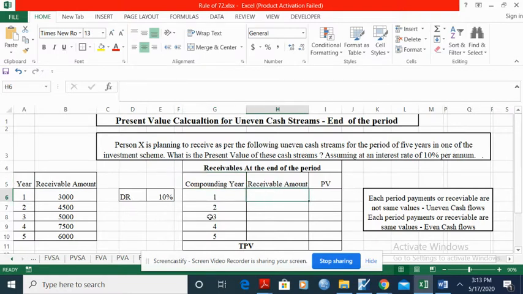So what is the receivable amount? One thing you please remember while calculating: don't enter manual values in the calculation part. These are the input table. What is the input table? Your 5 years, the receivable amount, and the discount rate of 10 percent is the input table. So just give the cell references, equal to this value, enter, just drag.